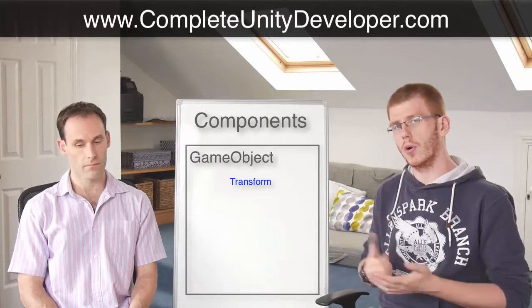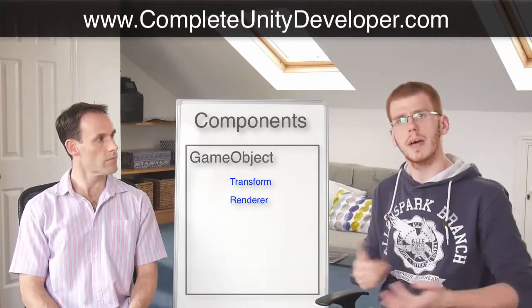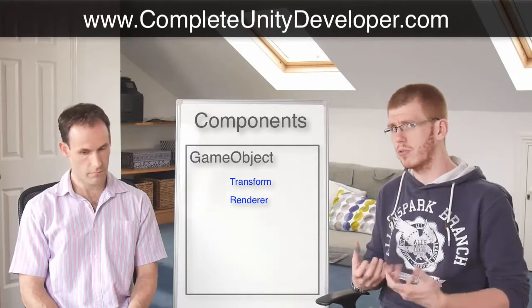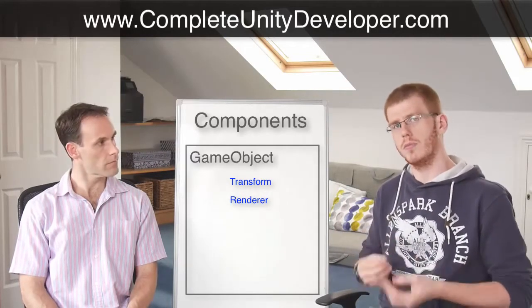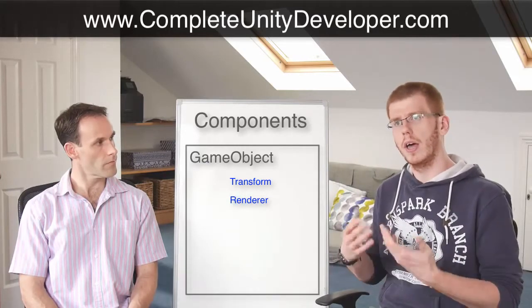And so other components, for example, are the renderer. Something might be rendered in a particular way. A sprite might have a sprite renderer component. And you can build your own components as well. So for example, scripts you create are components of a game object. And that's how you add them to a game object.